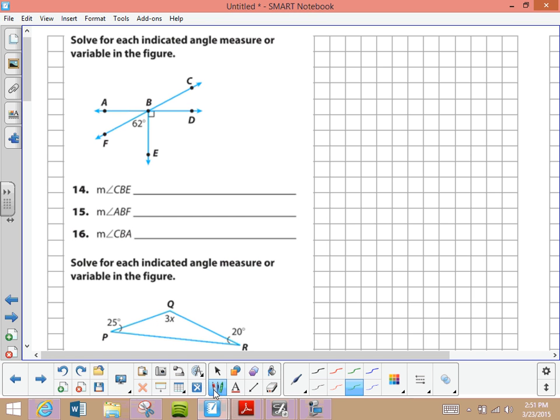Never mind. Madison has something to say. Go ahead. Yeah, but how does that help me? I'm trying to find the measurements of the angles. What do I do?